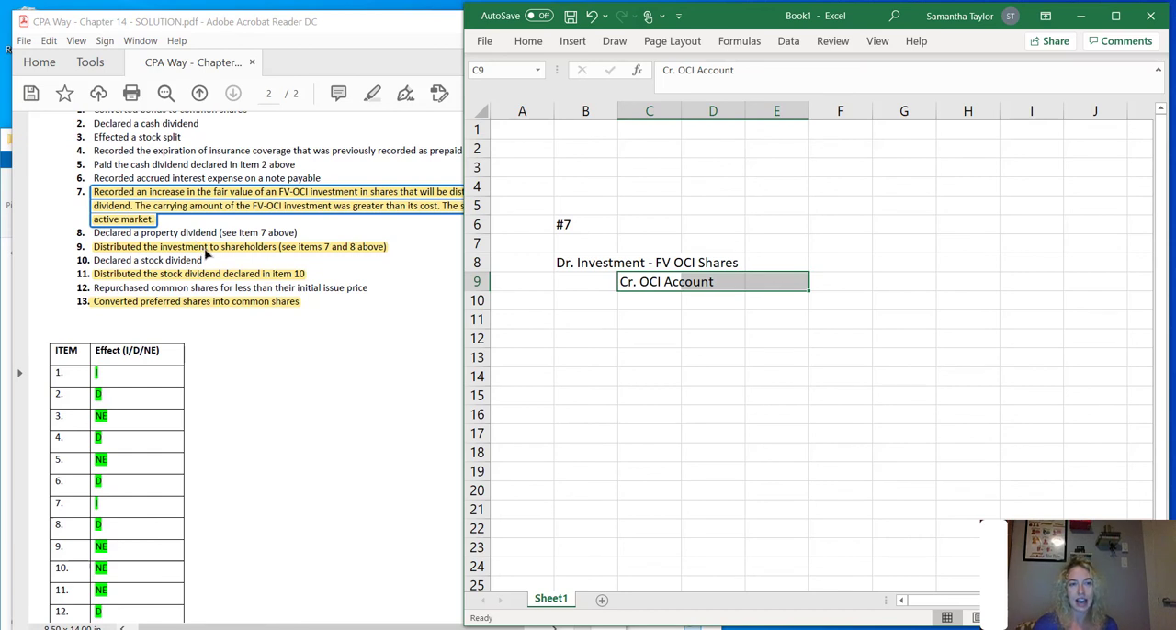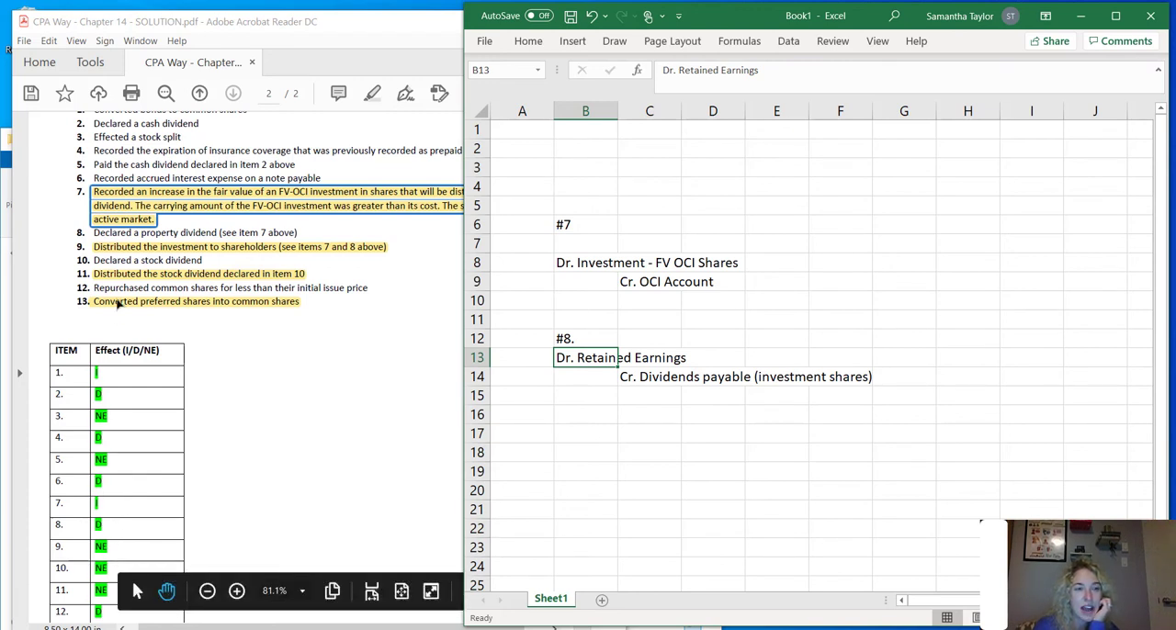Okay. So now going on to number 9, they distributed the investment to shareholders. So keep in mind, we're kind of working through. So 8 was when we declared the property dividend. And when we declare a property dividend, we would debit retained earnings, and we would credit, we declared it, so I guess we would just say declared dividends payable. Maybe we'll just say investment shares. We haven't quite gotten rid of it. So that's why this debit here would decrease shareholders' equity, and that's why number 8 here says decrease.